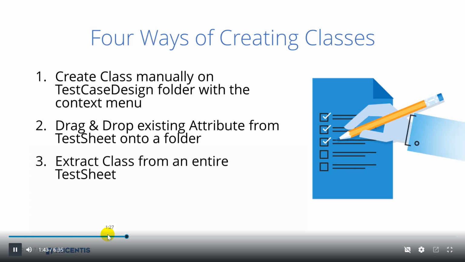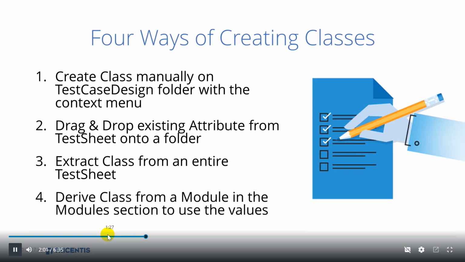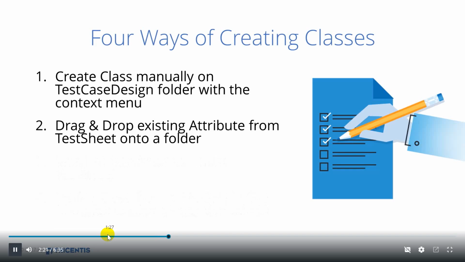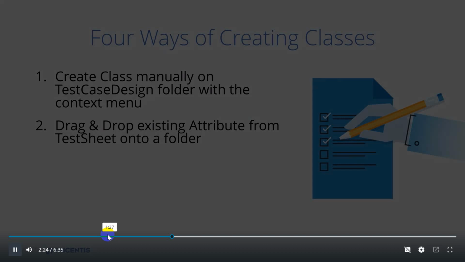Thirdly, you can right-click on a test sheet and choose the option Extract Class. This will take the entire test sheet structure and convert it into a class. And a class reference is created which contains all attributes and instances that were in that test sheet. Fourth and finally, you can create a class by dragging and dropping a module onto a test case design folder. The class adapts the name of the module, attributes become test case design attributes, and the value ranges of the module attributes become instances for each of their corresponding test case design attributes. In this course, however, we're only going to focus on the first 2 methods.